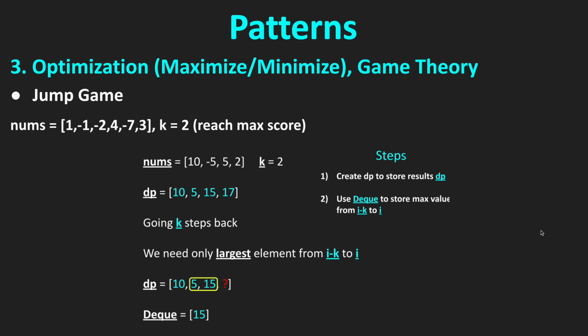The problem is that for each step, we need to go k steps back, right? So we need to reevaluate our solutions, either backward or forward. Let's say at this stage 2, we need to go back k steps. So 15 plus 2, or 5 plus 2, if k is equal to 10, which means that we need to go k steps back. So how can we optimize that part?